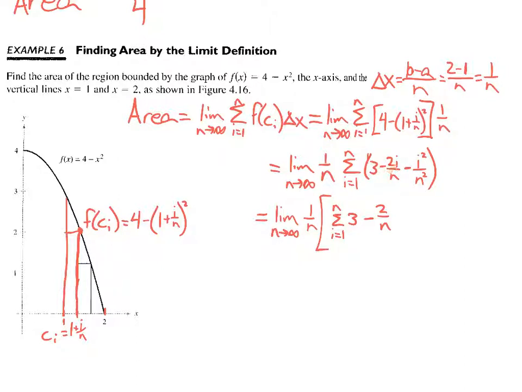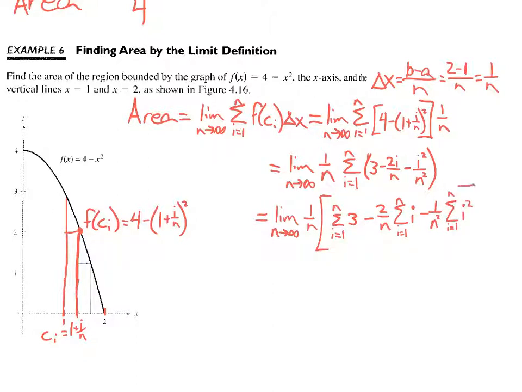i is the variable. So I'm going to then have the sum from i equals 1 to n of just i, minus 1 over n squared times the sum from i equals 1 to n of the i squareds.